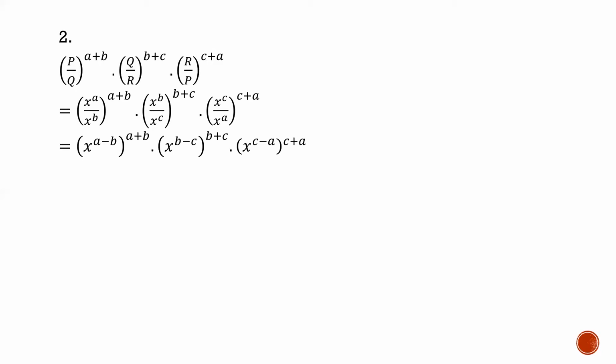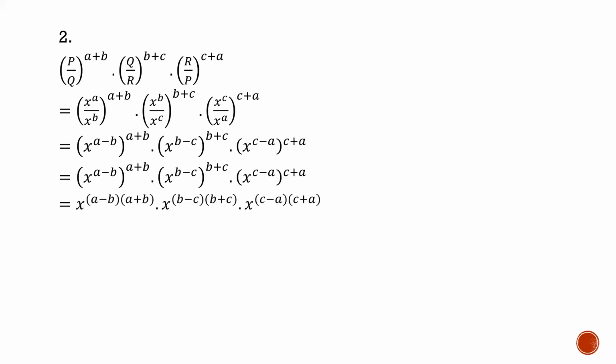Now we can multiply the powers by applying the formula a to the power m to the power n equals a to the power mn. Oh, I have repeated one line, sorry for that. So applying that, we will have x to the power (a minus b) into (a plus b), into x to the power (b minus c) into (b plus c), into x to the power (c minus a) into (c plus a). Now we can see that we can apply the formula (a plus b) into (a minus b) in all three terms, that is equal to a square minus b square.